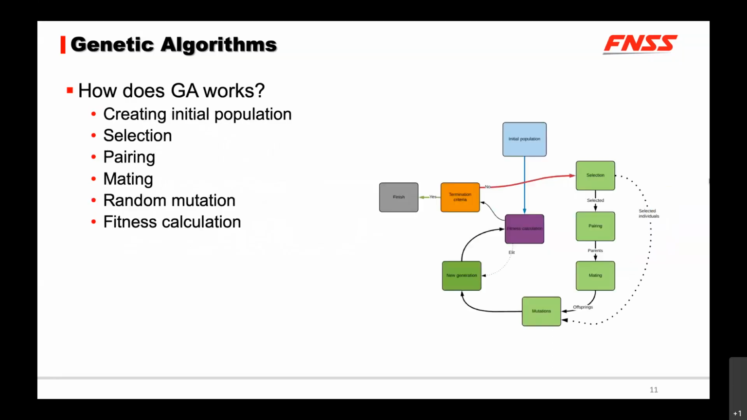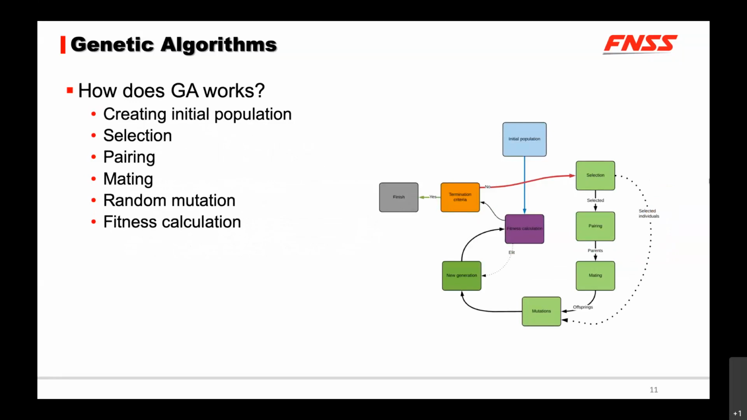And so, how does a genetic algorithm work? We randomly create an initial population, and then we calculate the fitness values for that generation. And then we go over our termination criteria. If our termination criteria are met, then we are finished.